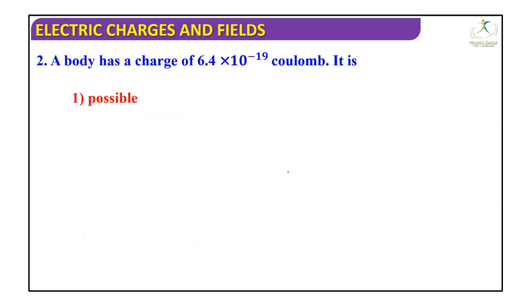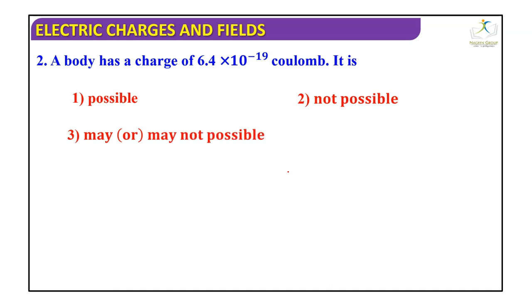A body has a charge of 6.4 × 10^-19 coulomb. Is it possible? Not possible, may or may not be possible, data not sufficient. The correct answer for this is possible. Let us see the solution of this question.